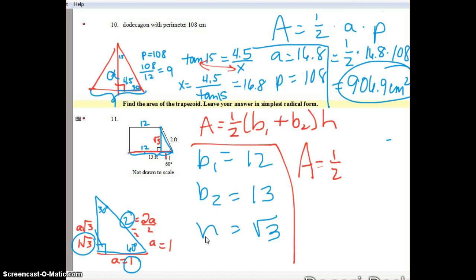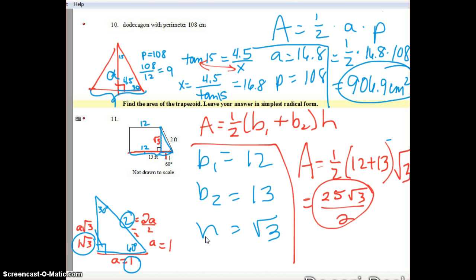So I have 1/2 of 12 plus 13 times the square root of 3 for our area. You simplify that, you leave that in radical form as 25 square root of 3 over 2, which is what it asks for, but also if you give it in decimal form, you get approximately 21.7.